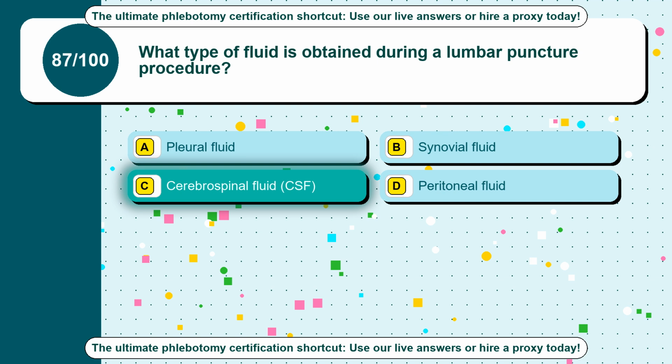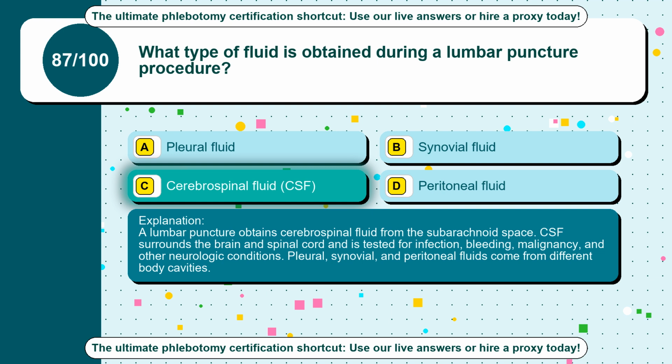Cerebrospinal fluid, CSF. A lumbar puncture obtains cerebrospinal fluid from the subarachnoid space. CSF surrounds the brain and spinal cord and is tested for infection, bleeding, malignancy, and other neurologic conditions. Pleural, synovial, and peritoneal fluids come from different body cavities.